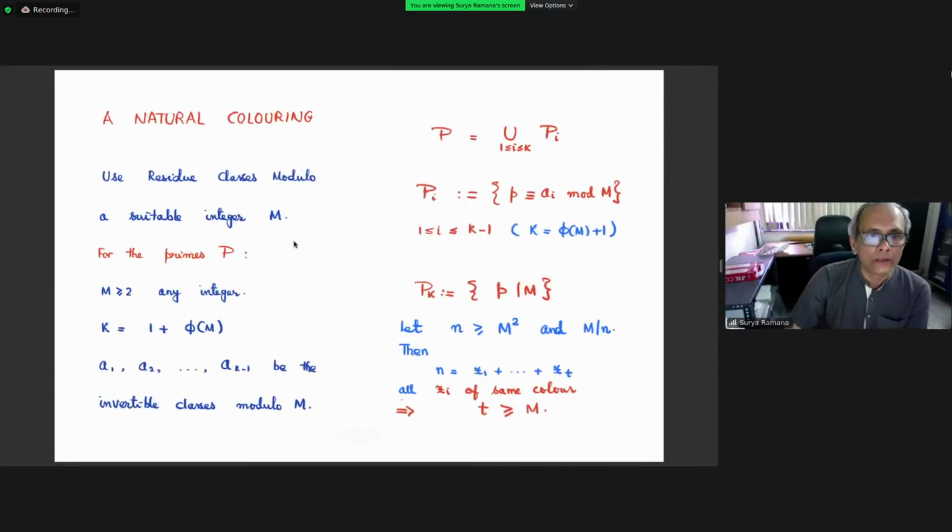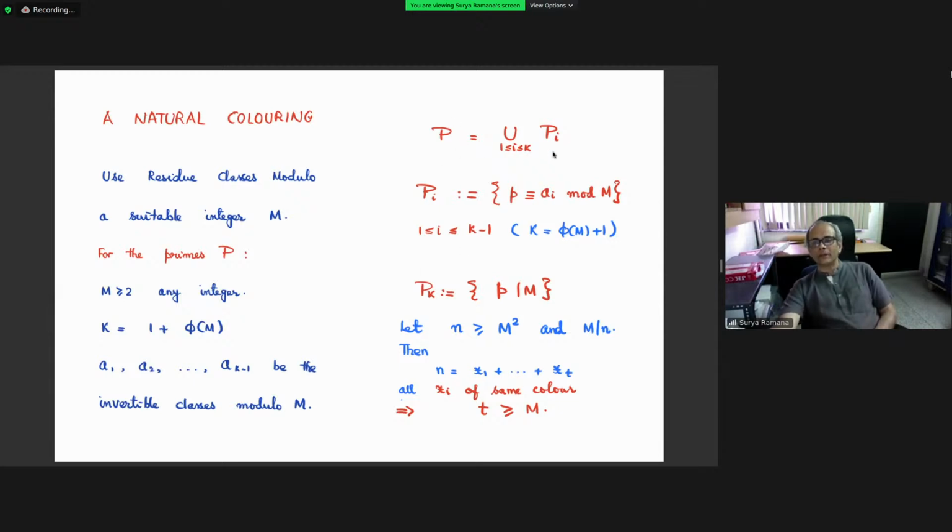Now, let me speak of the most obvious coloring that one can consider. You can partition the squares or any set. The most natural way of partitioning it would be to use residue classes modulo a suitable integer m. So you fix an integer m, and then you use the residue classes to partition the given set. Let's just look at an example for the primes P. You take m any integer and fix k to be 1 plus the number of invertible classes modulo m. So one more than the number of invertible classes modulo m. Then let a1, a2, up to a_{k-1} denote the invertible classes modulo m.